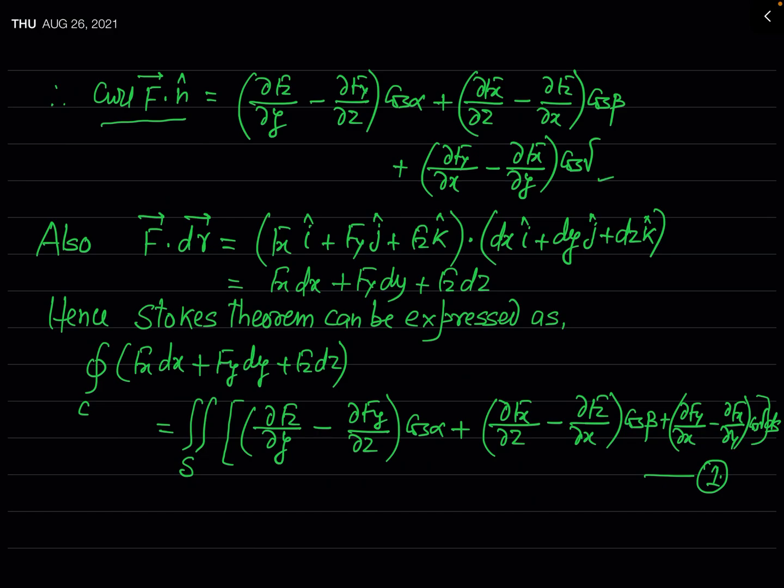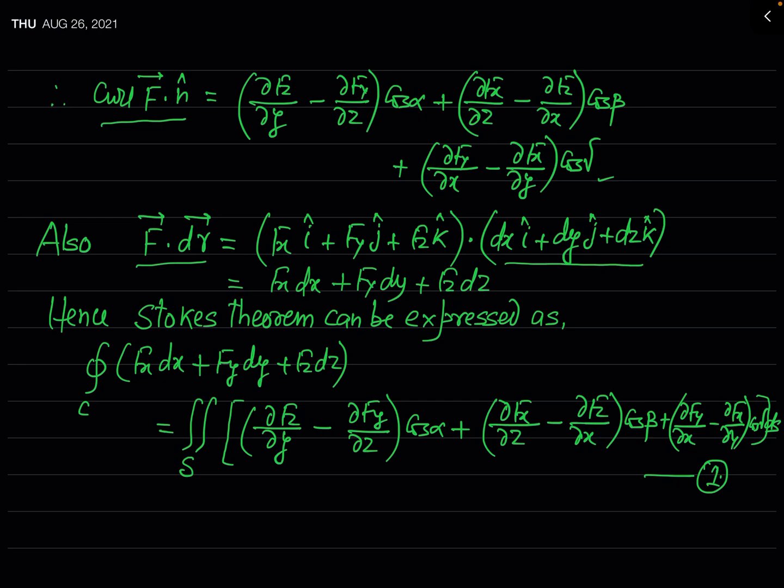Now we also need to find F dot dr, because in the LHS of the mathematical statement there exists F dot dr. Since F can be expressed as Fx i plus Fy j plus Fz k and dr is equal to this much, as you have seen just now, the scalar product of this will be Fx dx plus Fy dy plus Fz dz.